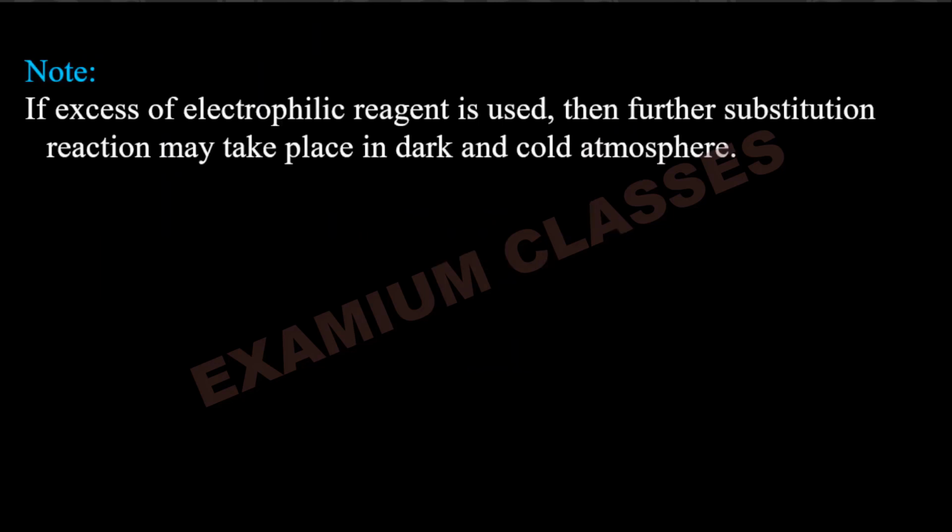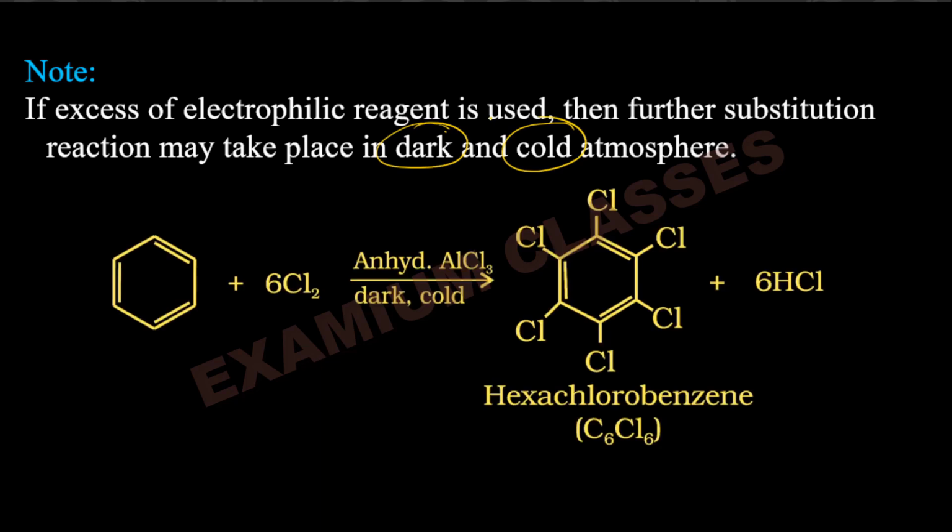However, if we have the electrophile in excess, meaning chlorine is in excess, and the condition is that we need to have dark and cold atmosphere, then the reaction will be different. Then all the carbons can get chlorine, so further substitution reaction can take place and all the hydrogens can be replaced by chlorine, so we can get hexachlorobenzene, C6Cl6.